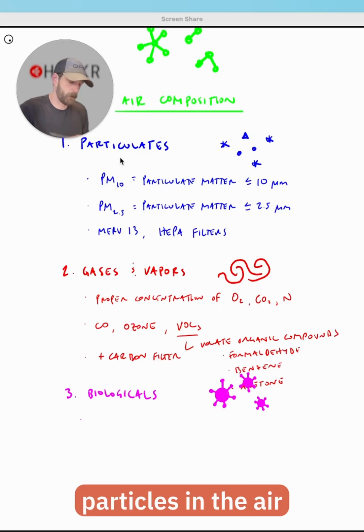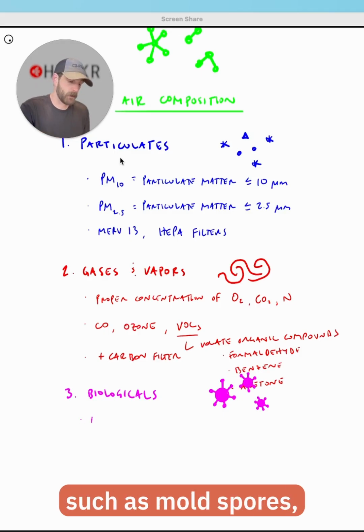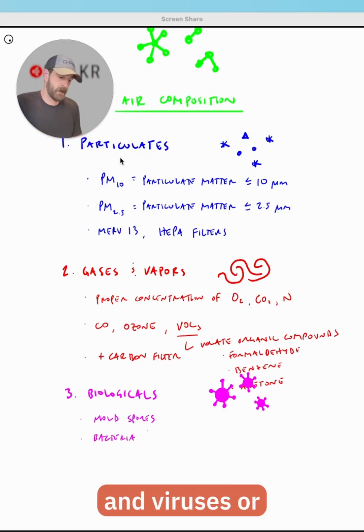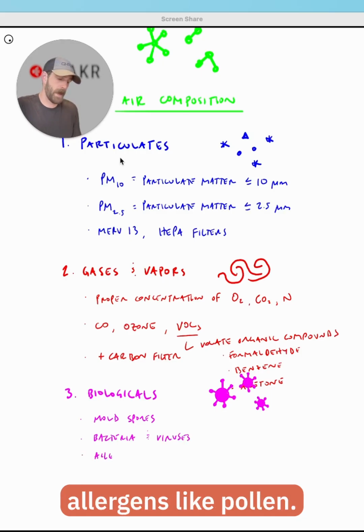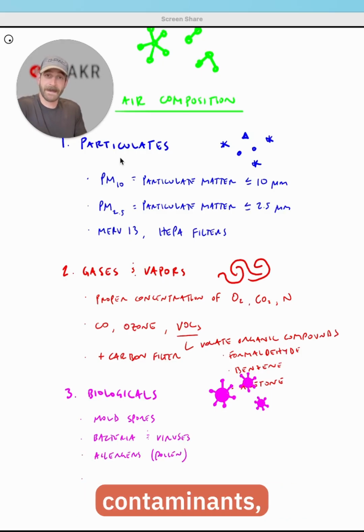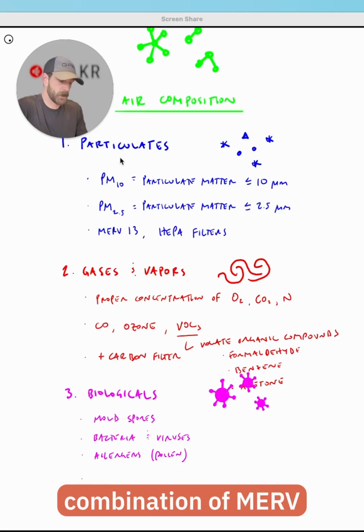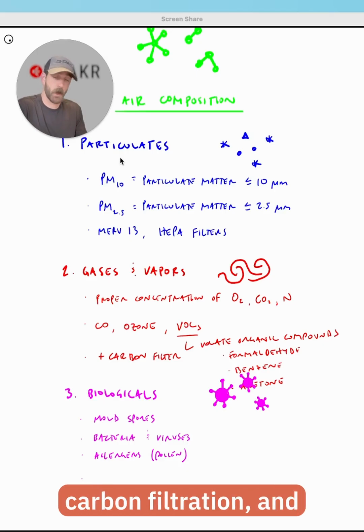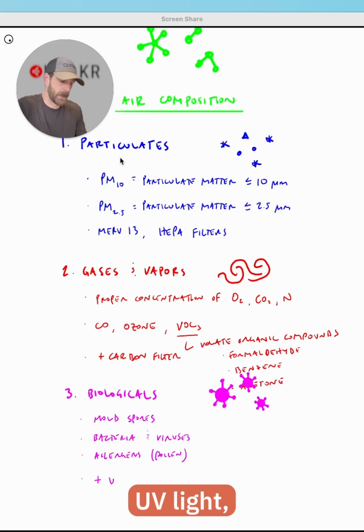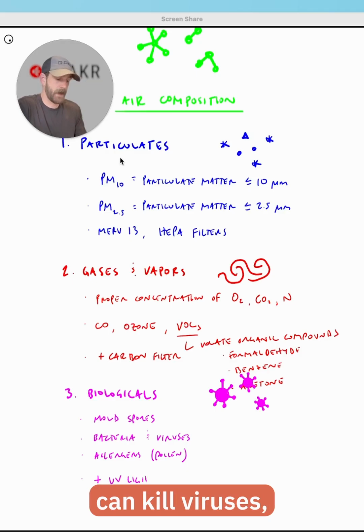These are particles in the air, such as mold spores, bacteria, and viruses, or allergens like pollen. And to control and mitigate these contaminants, you'll likely use a combination of MERV 13 or HEPA filters, carbon filtration, and UV light. And that UV light can kill viruses, bacteria, and handle some of the biological contaminants.